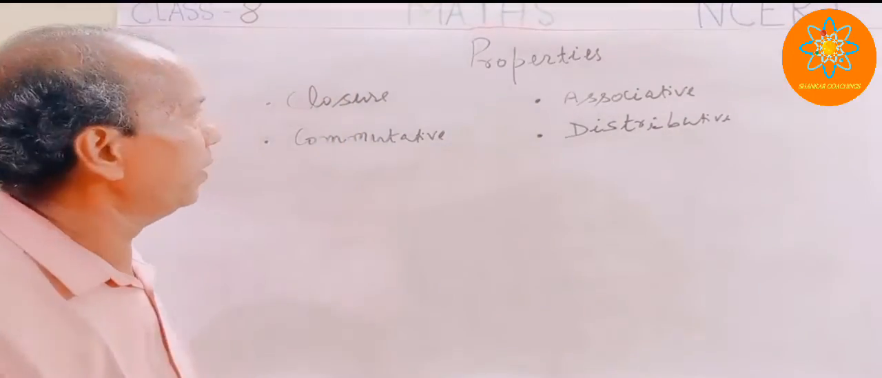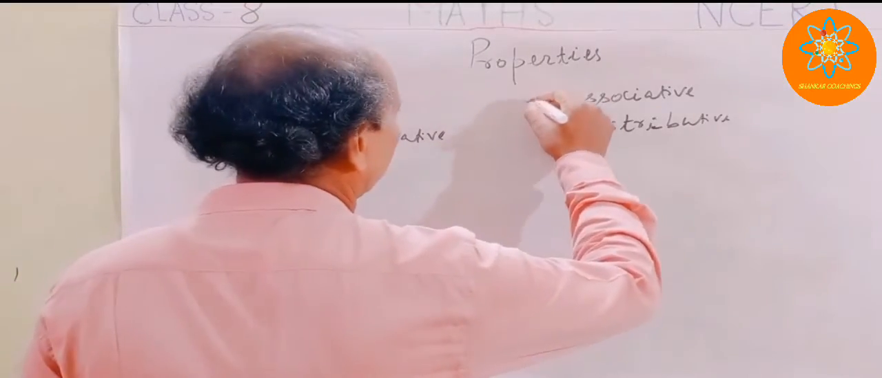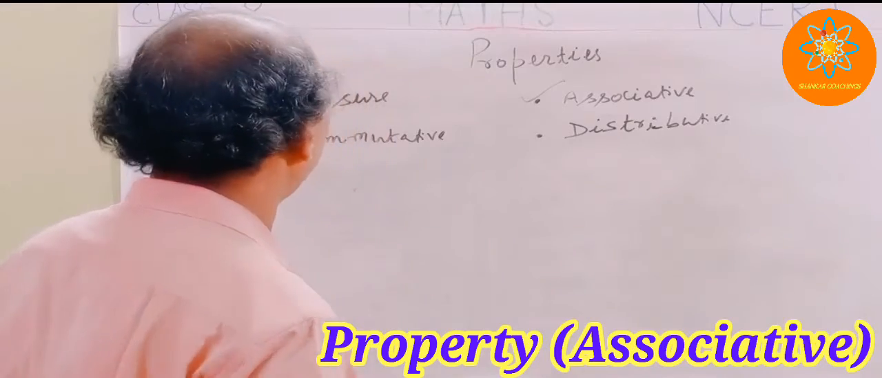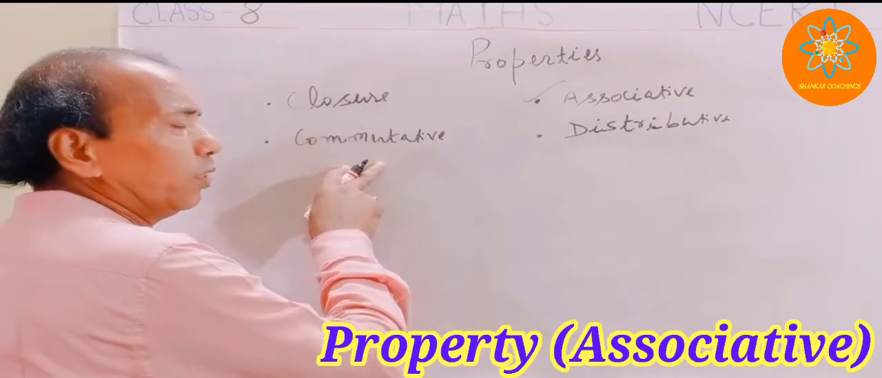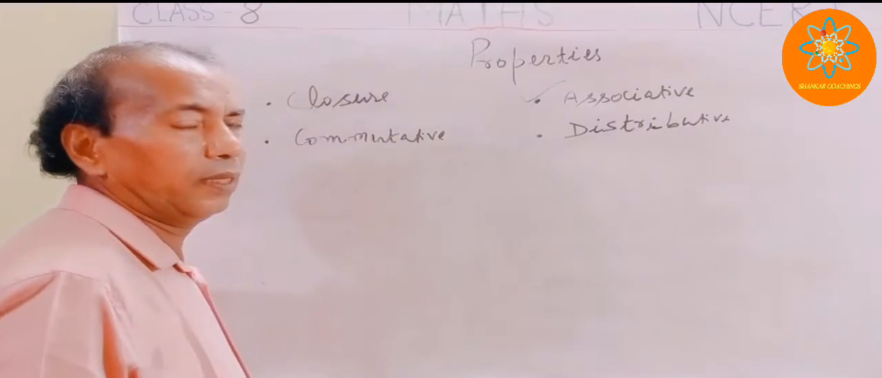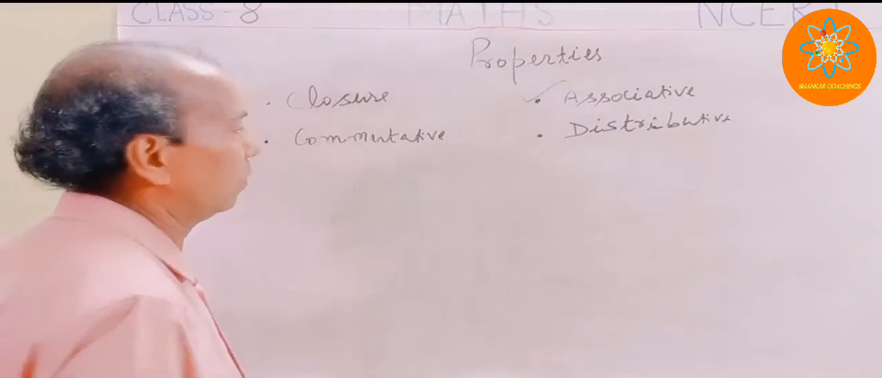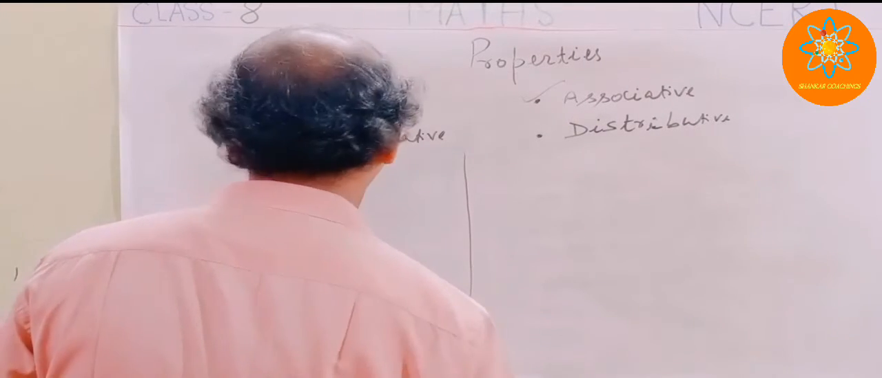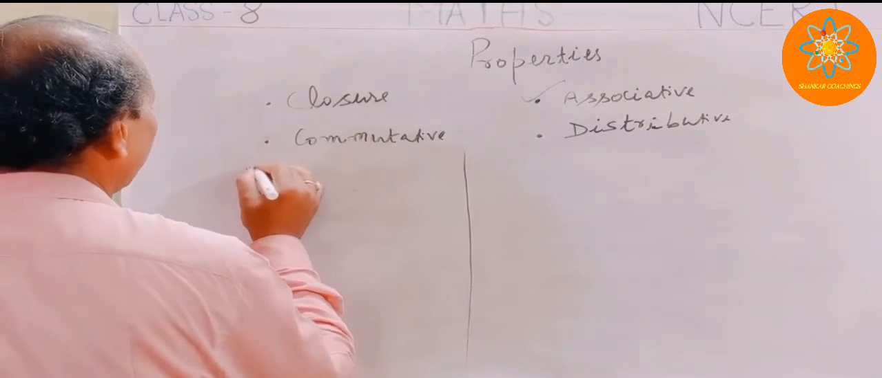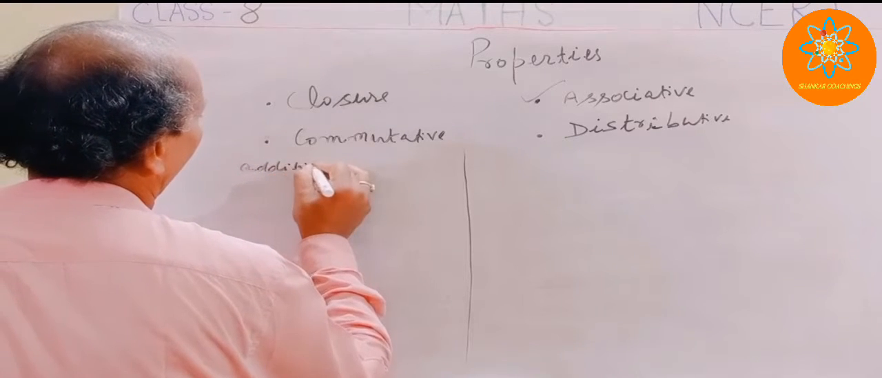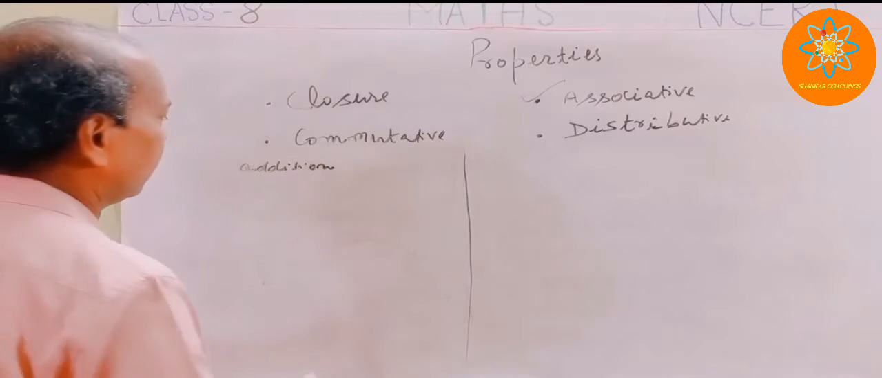The next property is associative. Before going to associative, I want to explain one thing. In the commutative, only two rational numbers are there. But in the case of associative, there are three numbers. So one by one I will discuss. First of all, I am taking the case of addition.